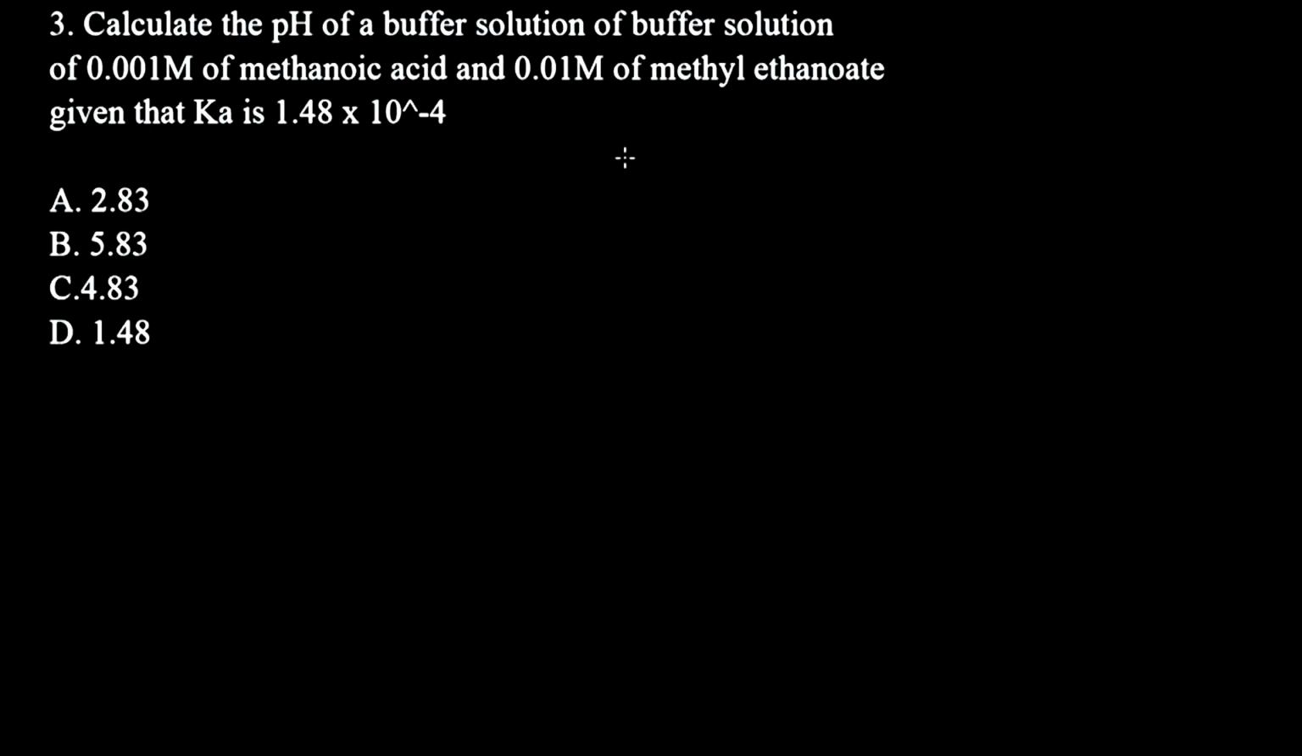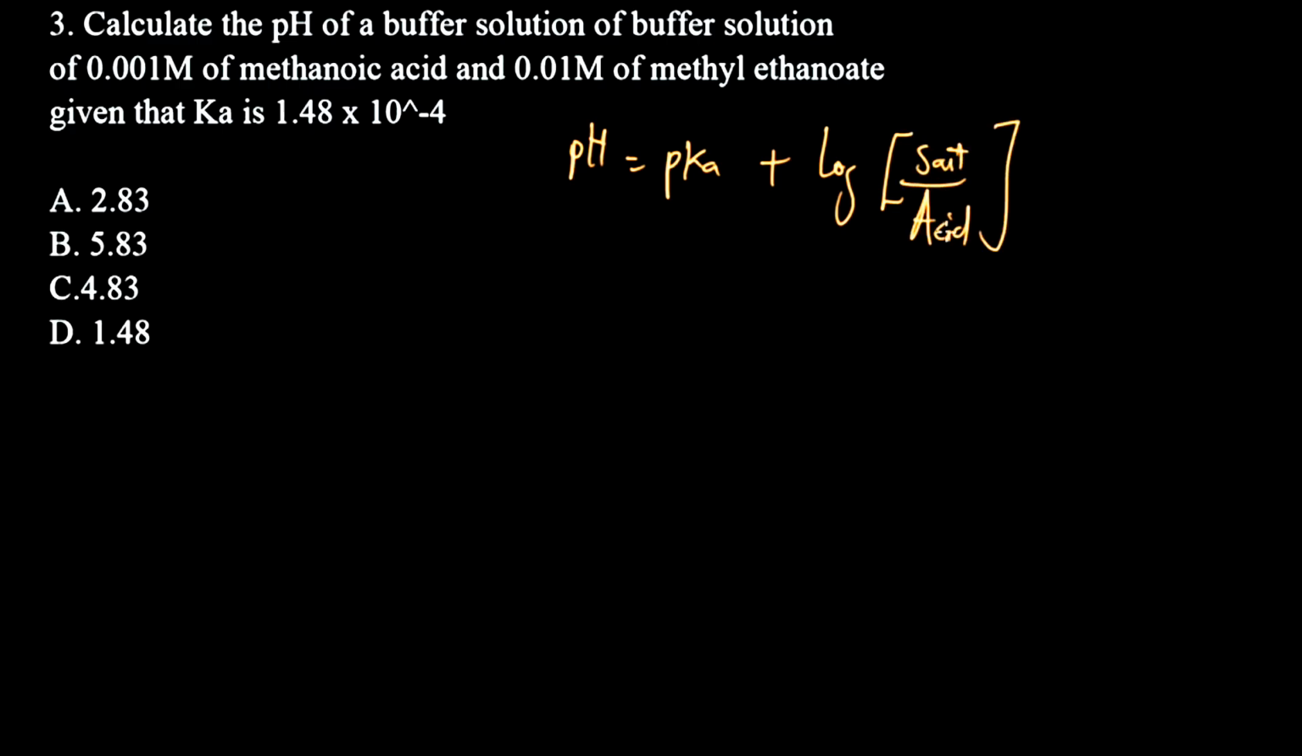Alright, so let's look at this question. We are told to calculate the pH of a buffer solution of methanoic acid and methyl ethanoate. So basically this is still a buffer system, right? It's a solution of a weak acid and its salt. So for us to calculate the pH, we are using pH equals pKa plus log of salt over acid, right? So the next thing we need to do is to get the value of the pKa.